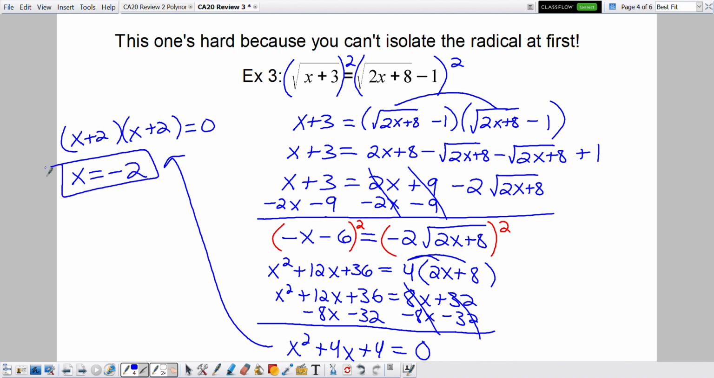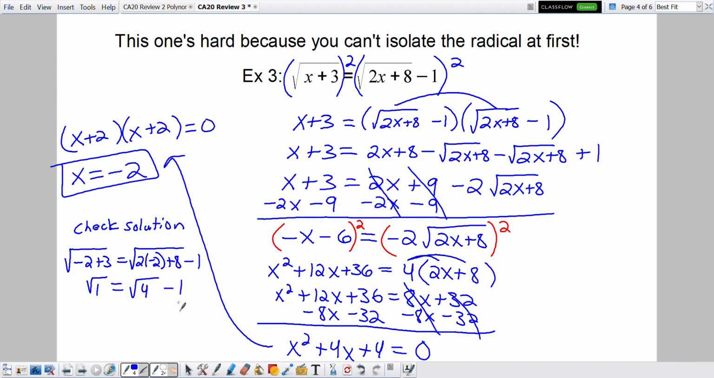I need to check my solution. Does it work? And so just to check, always in the original equation, negative 2 plus 3 equals the square root of 2 times negative 2 plus 8 minus 1. So this is going to be the square root of 1 equals the square root of 4 minus 1. So does 1 equal 2 minus 1? 1 equals 1. We're good. We did it. It has one answer, and the answer is x equals 1.